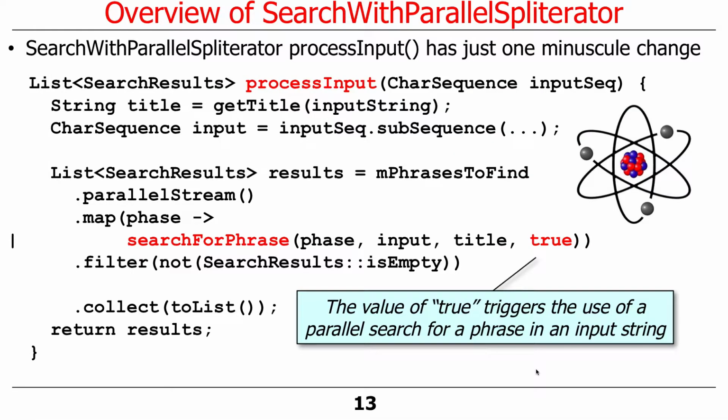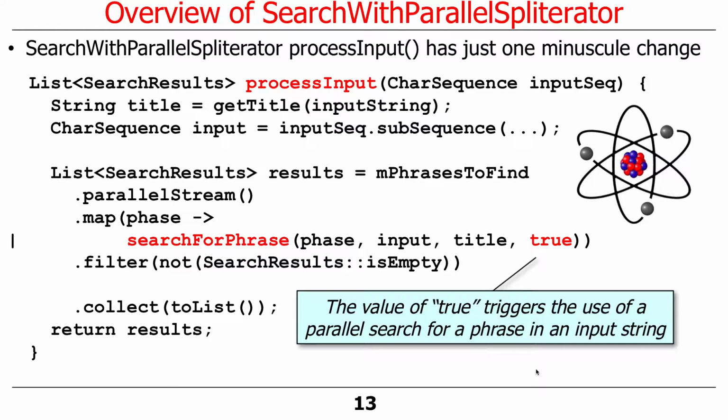Okay, so this is what the program looks like. It's pretty interesting. The program looks almost identical to what we had before, with one tiny little change right here. This is in the process input method. So this is the one that's going to search the phrases in parallel.